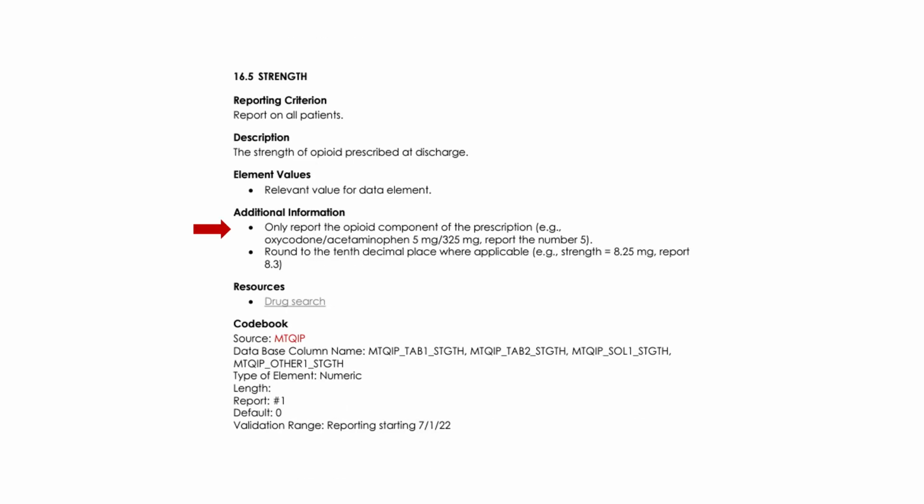Strength refers to the strength of the opioid prescribed for the patient at discharge and is reported as a numeric value only. Report only the opioid component of the prescription. For example, if Percocet, which is a combination of oxycodone, 5 mg, and acetaminophen, 325 mg, is prescribed, report 5, representing the 5 mg of oxycodone. Round to the nearest tenth where applicable.